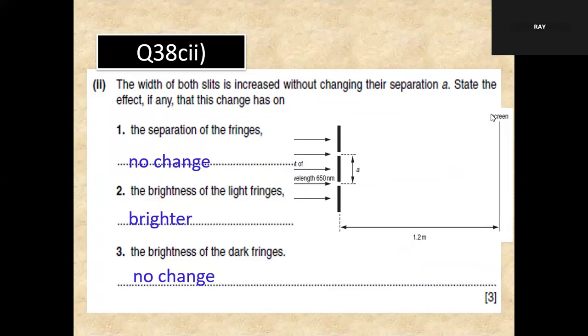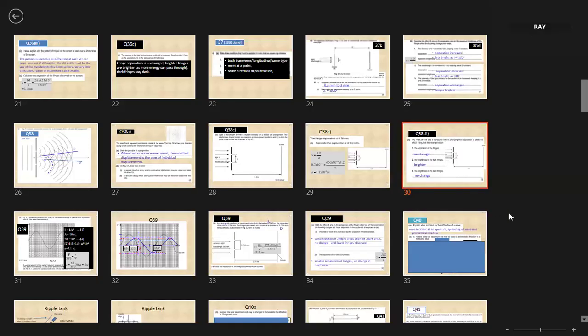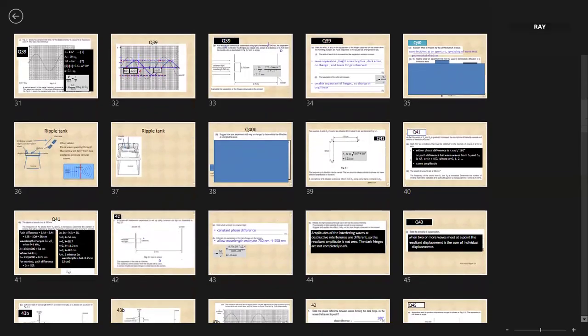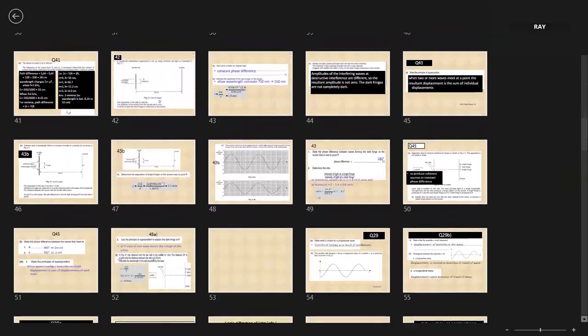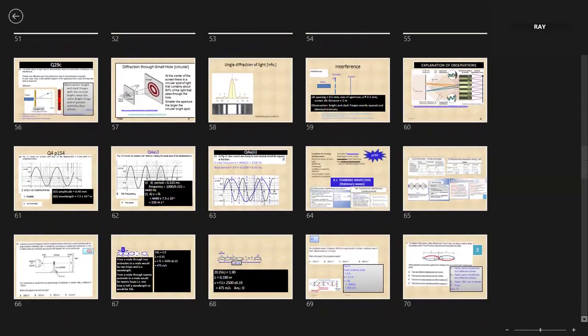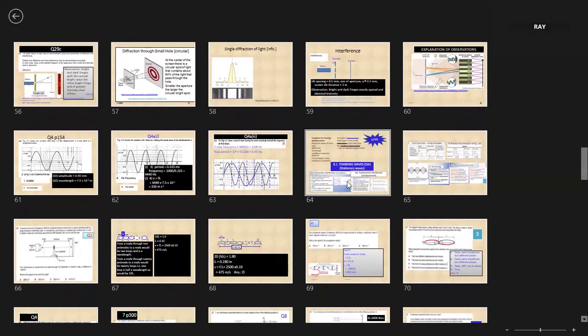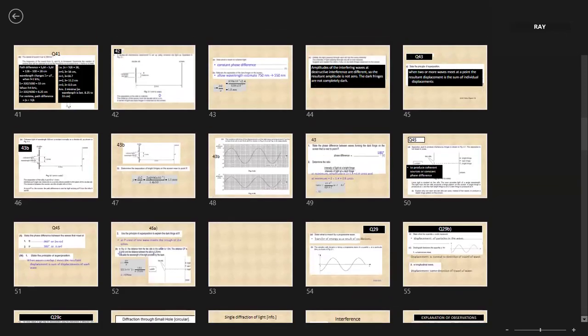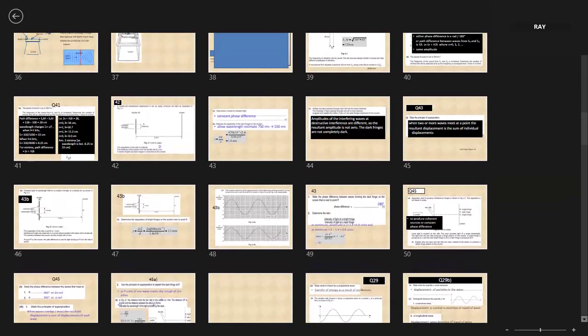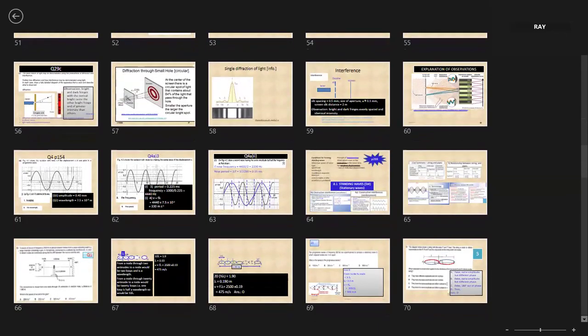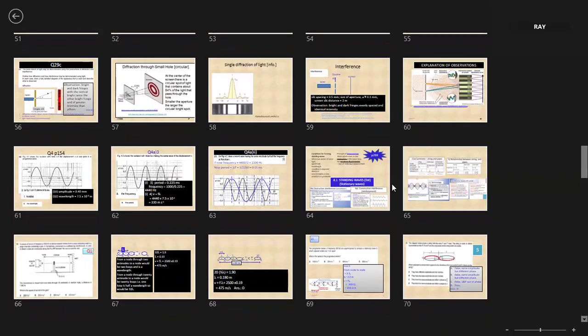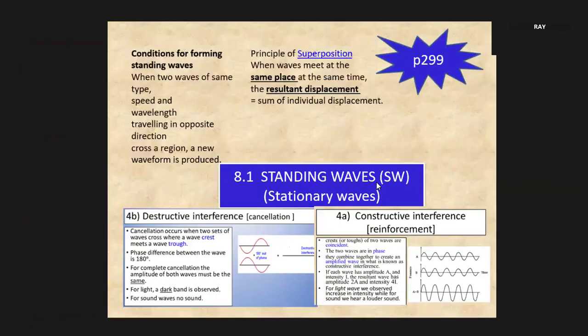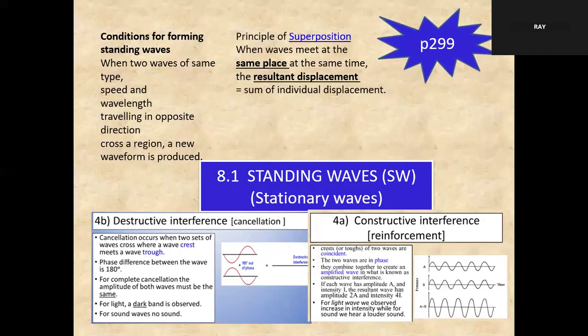Okay, I think we have enough already. Let's go to... okay, I might want to use another 10 to 20 minutes. So I'll give you 15 minutes break to do some of the problems on standing waves.